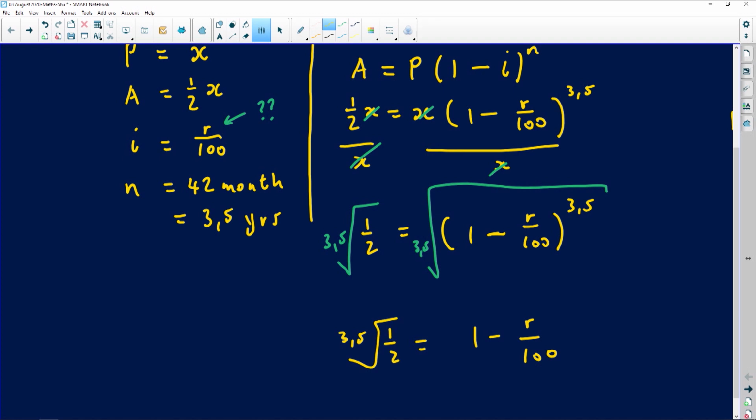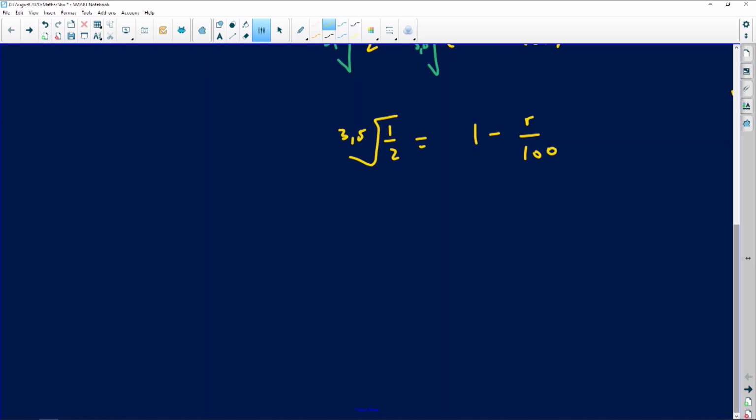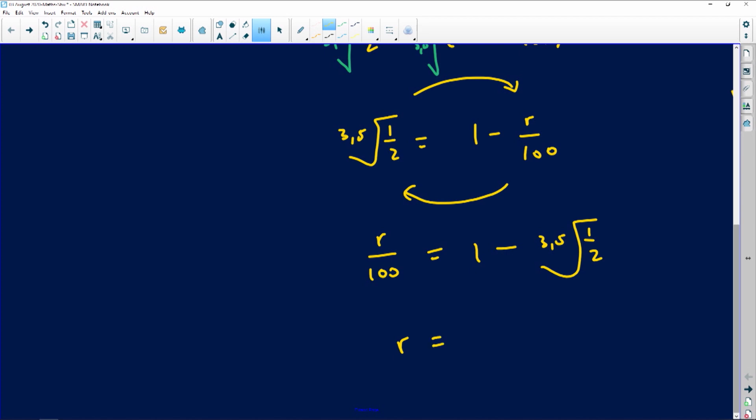You're dealing with very smart calculators. They will know how to handle that, right? And then I want to make r the subject, so I'm just going to do what I call a sim swap. Take this one to the side and take the r over 100 to the left. So I'll be left with r over 100 is 1 minus the 3.5th root of 1 over 2. Then obviously I'm going to just have to multiply that. My r will just be 100, if I multiply both sides by 100, times 1 minus the root of 1 over 2. This is basically what you're going to end up with.